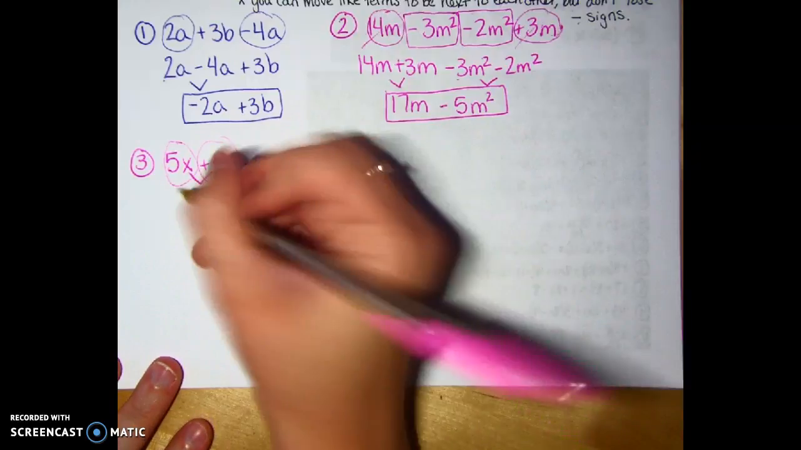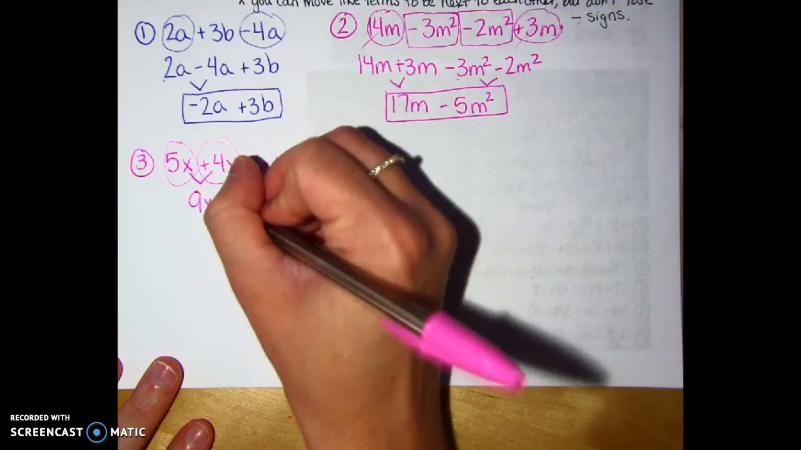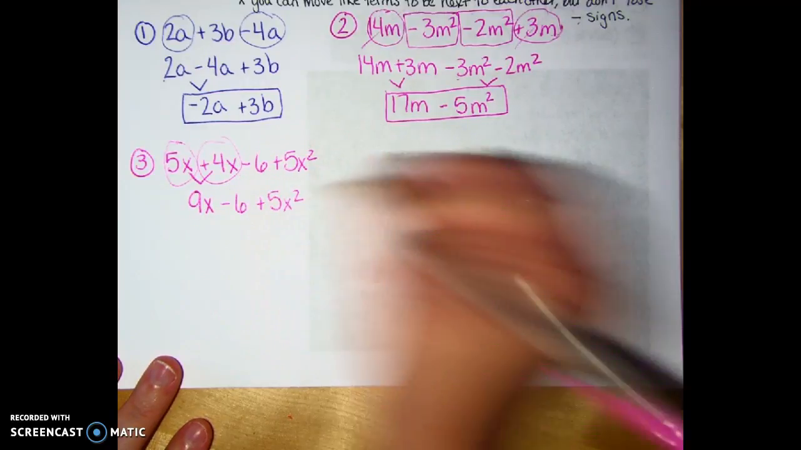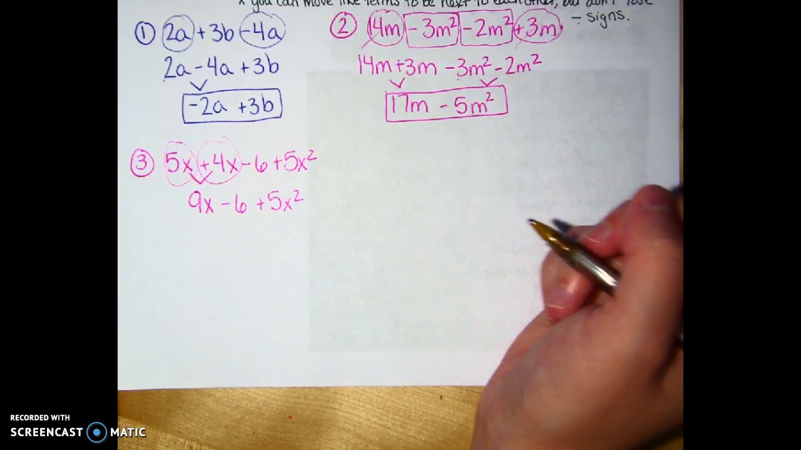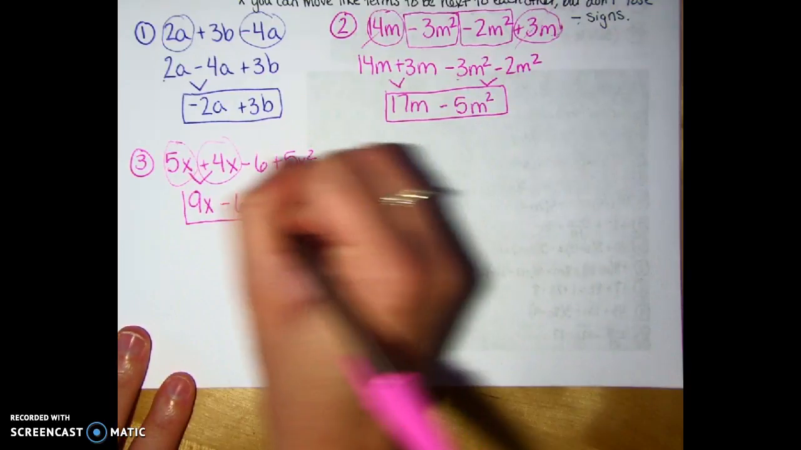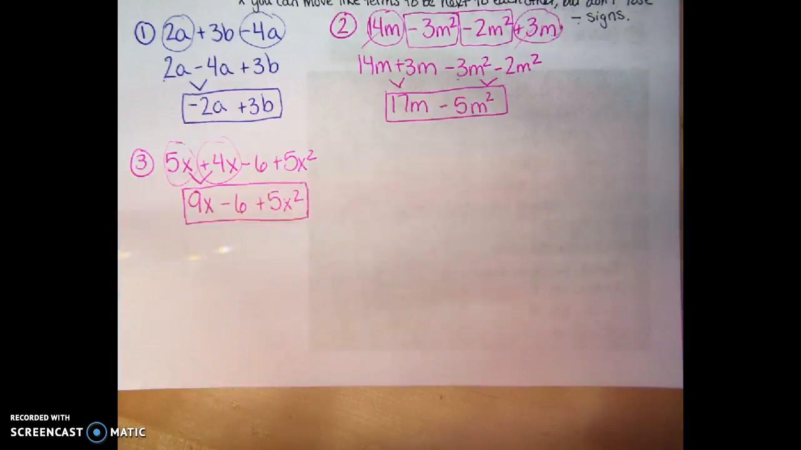5x plus 4x is 9x, and then I'm just going to bring down whatever's left. Minus 6 plus 5x squared. Eventually, I will show you what standard form is. This is not in standard form, but I will show you that eventually so it looks proper.